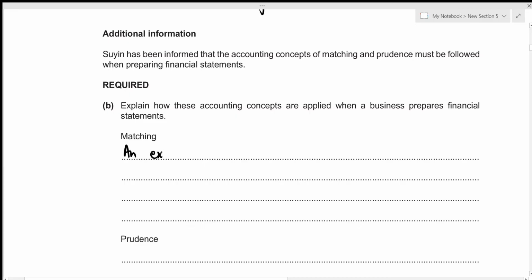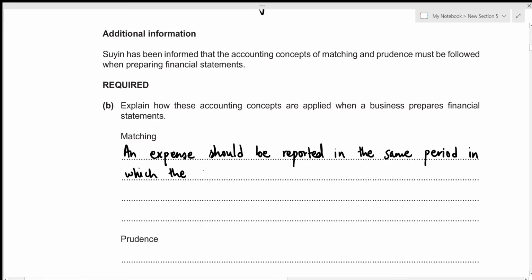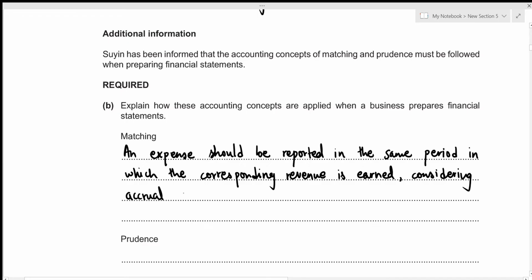So an expense should be reported in the same period in which the corresponding revenue is earned, considering accrual accounting. All right, and here the accrual accounting means irrespective of amounts received or paid.